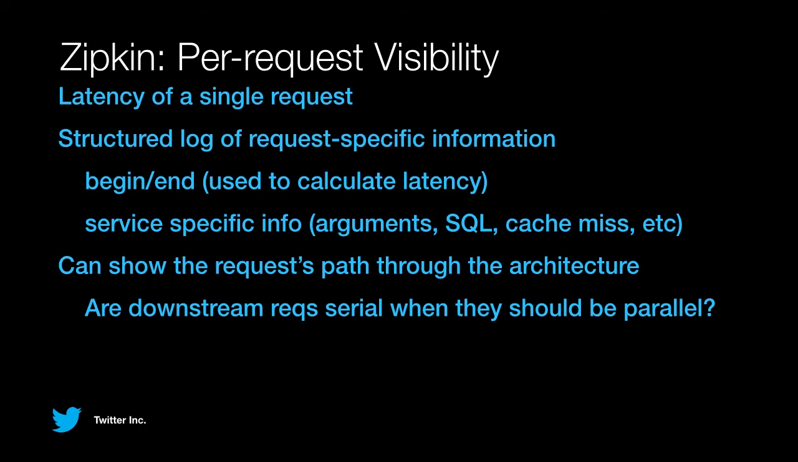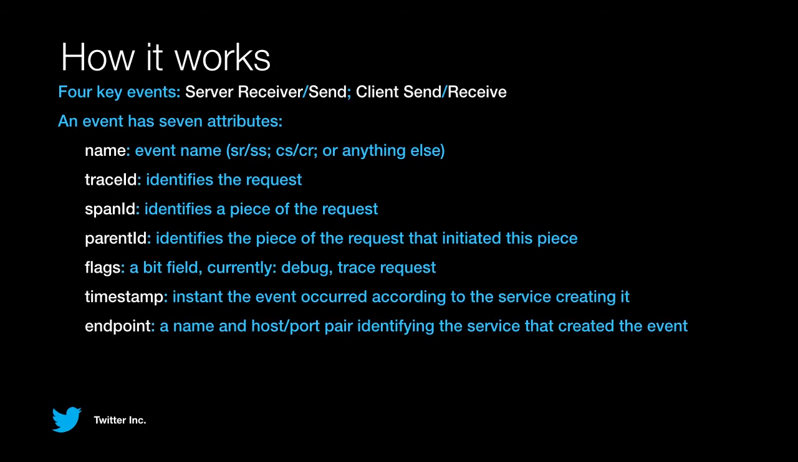So we'll jump right into how it works. It's fairly simple, fairly straightforward. There are 4 key events that happen. You get the server receive and server send events, and the client send and client receive events. Each event has these 7 specific attributes associated with it. The name: for most things, it's server send, server receive, client send, client receive, which are abbreviated SR, SS, CS, CR.